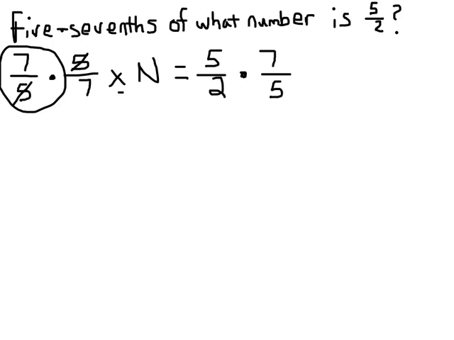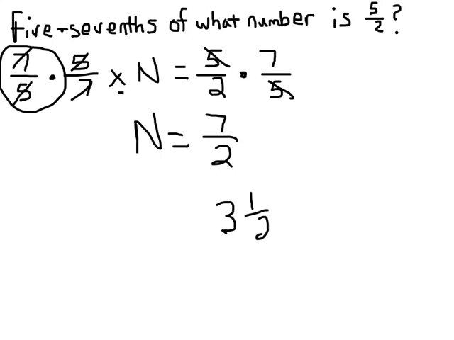So here I can see that these are all going to cancel each other out, which is what I wanted, leaving me with n. And here, these 2 can cancel each other out, so my answer is just going to be left to be 7 over 2, or 3 1/2.